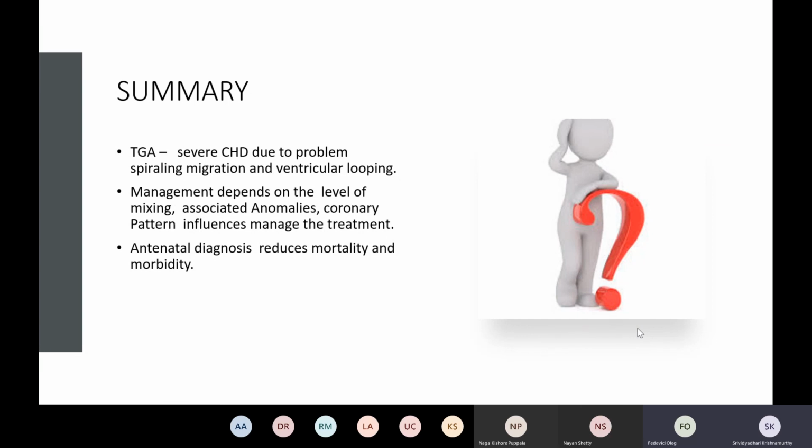Anyway, Vidya, thank you very much. It's a nice talk. But one thing we missed to discuss today is, in associated anomalies, TGA can have isolated coarctation. And TGA can have arch abnormalities and, importantly, Taussig-Bing anomaly. That's something we didn't touch today.